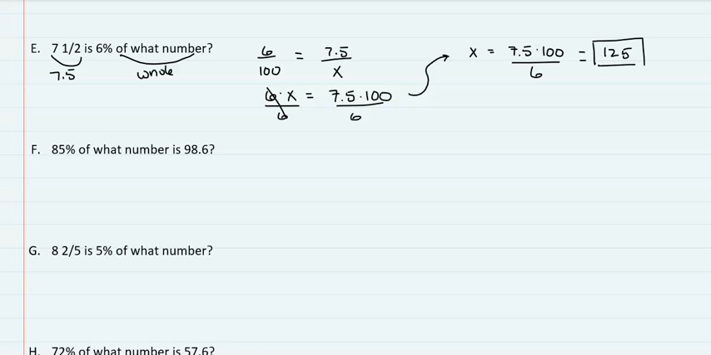All right, the next one, 85% of what number? So of what number, that's our whole, is 98.6. So we get 85 per 100 is 98.6 per the whole, which is the x.